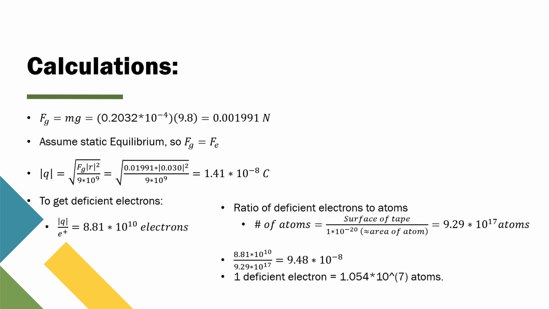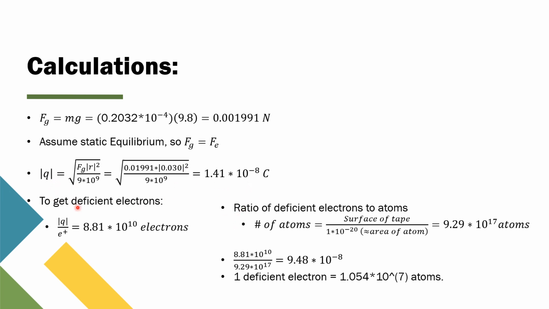So basically these were my calculations I did by hand, which first I started with Newton's second law to get Fg, which was 0.001991 newtons. We assume static equilibrium here since the tapes weren't moving after they were displaced the first amount. So I assume Fg equals Fe. And then doing some algebra with Coulomb's law, we figured out what the Q charge was, which is 1.1 times 10 to the negative 8 coulombs.